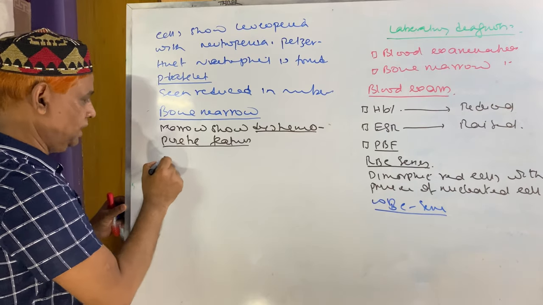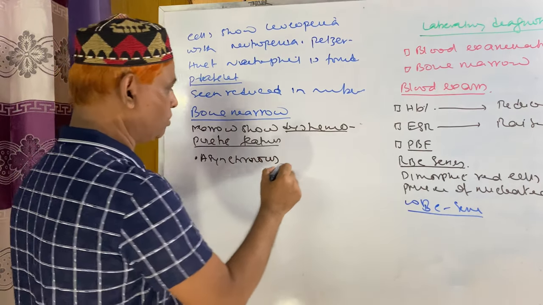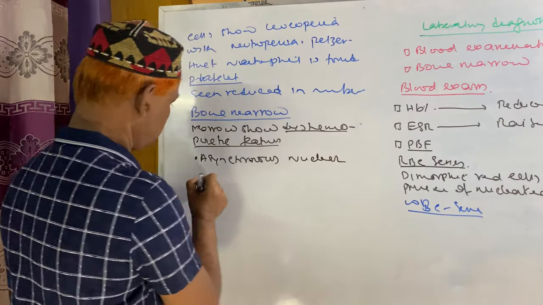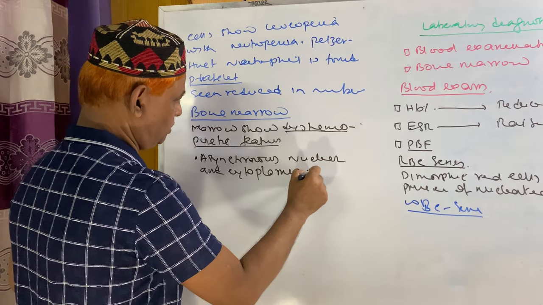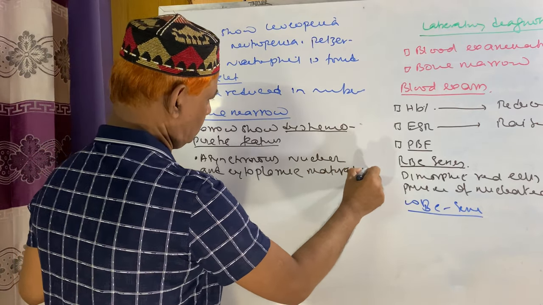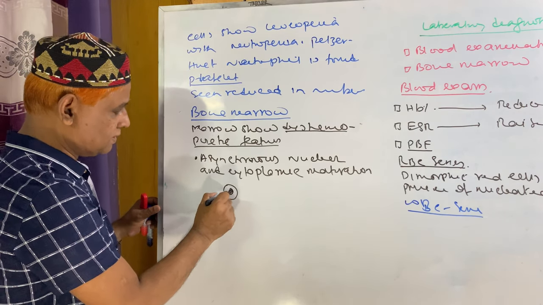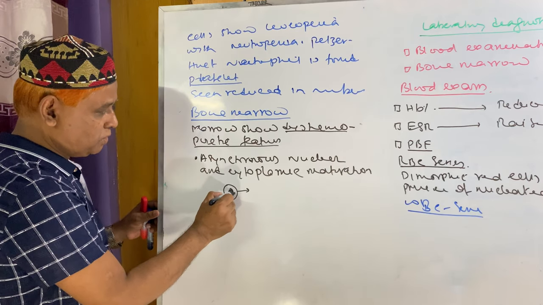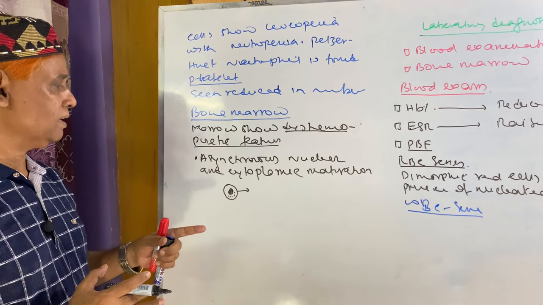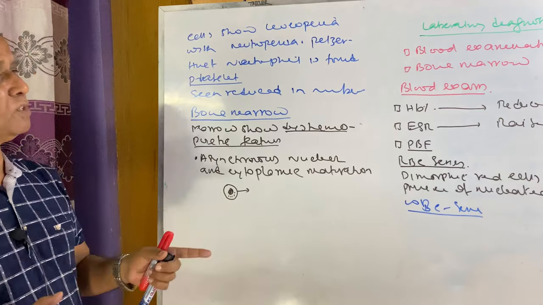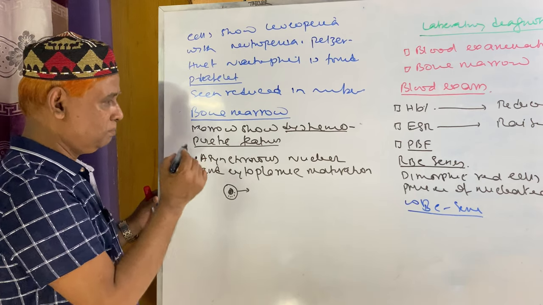Number one, asynchronous nuclear and cytoplasmic maturation. Dear audience, you know, in a nucleated red cell, during maturation, the cytoplasmic maturation and nuclear maturation run parallel, and this is synchronous nuclear and cytoplasmic maturation. If it is a case of myelodysplastic disorder, there is asynchronous nuclear and cytoplasmic maturation.